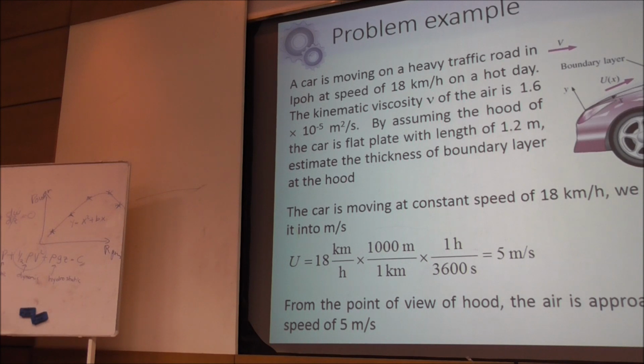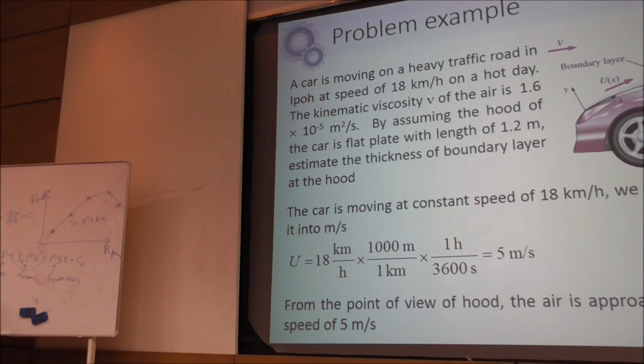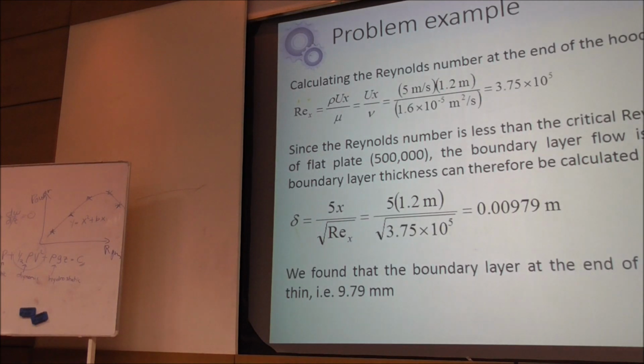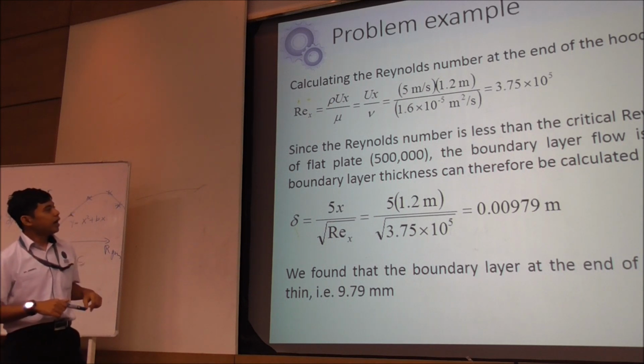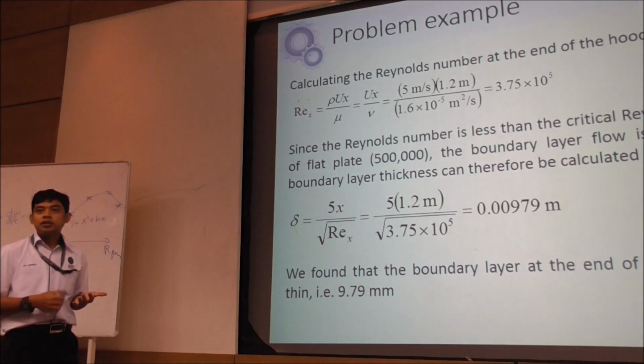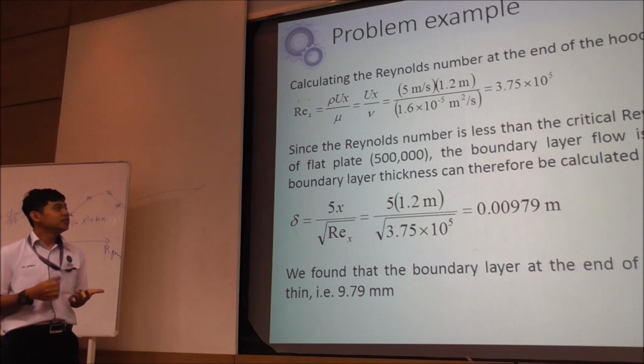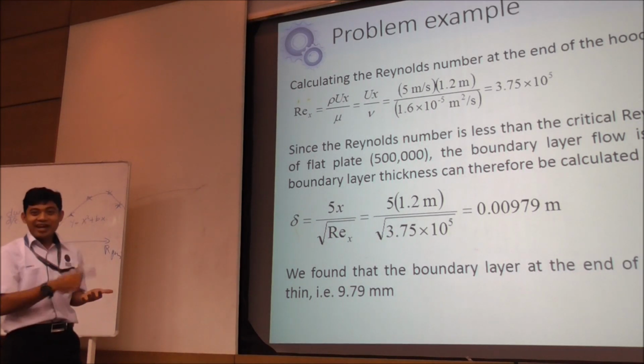The question is, what is the boundary layer thickness at the end of the hood, which is near your windscreen? Approaching your windscreen, what is the delta? So, you know your velocity, now you can calculate your Reynolds number, okay? By looking at the Reynolds number, you can guess, is it laminar or turbulent? Laminar.